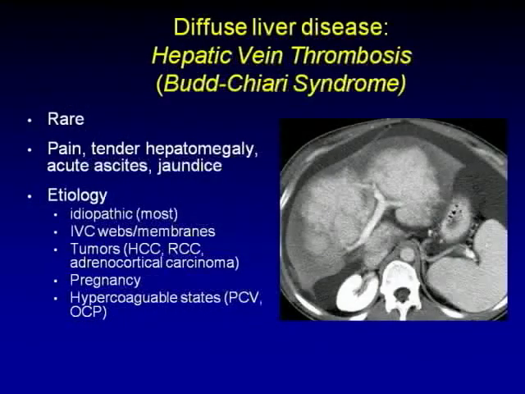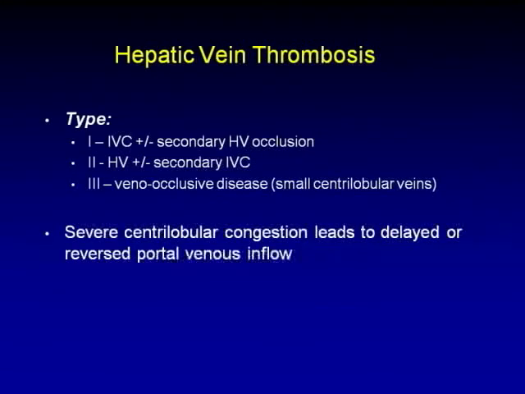Hepatic vein thrombosis, Budd-Chiari, due to reduction in size or occlusion of the hepatic veins, presents acutely with hepatomegaly, ascites, and jaundice. Many different causes. Idiopathic is the most common. They're categorized differently according to the level of the obstruction. I'm not going to go over all of these because we're short on time.